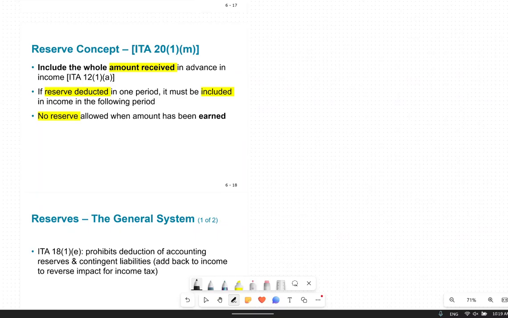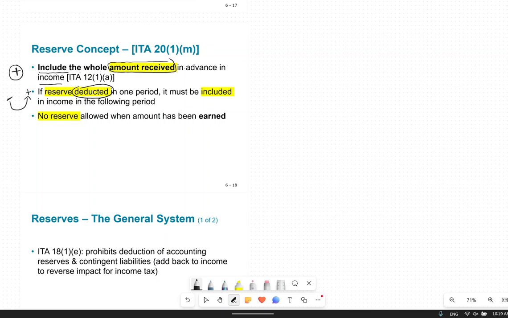So what happens to our reserves? The whole amount received in advance is included in income, but we are allowed to deduct a reserve. In one period it must be included, and in the other period we deduct it. So if we added all the income in our business income, we are allowed to deduct it, and in the following year whatever we deducted, we add it back.